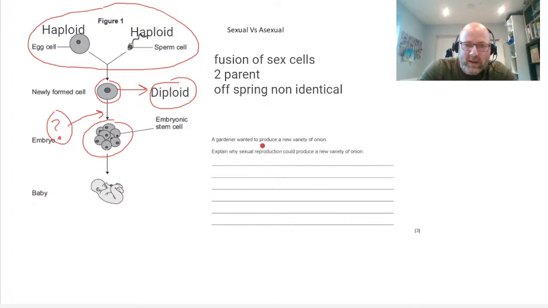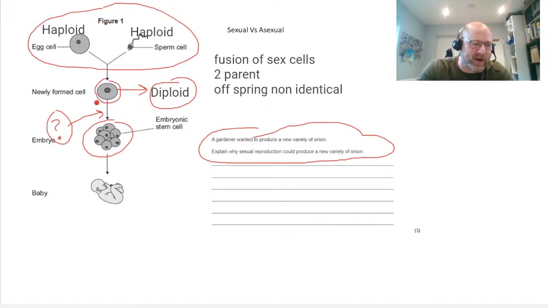Now, we've got a question here before we move on. A gardener wanted to produce a new variety of onion. Explain why sexual reproduction can make a new variety of onion. Why can sexual reproduction produce a new type of onion? Why do you not look like your brother or sister? Mixing of genetic information leads to variation. Yeah, we got genetically different offspring.